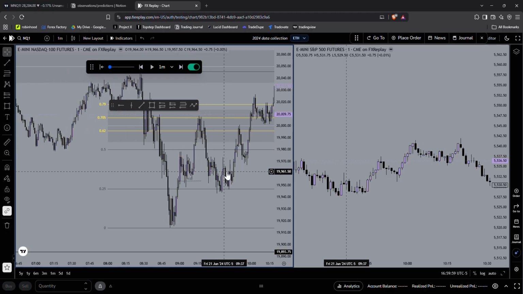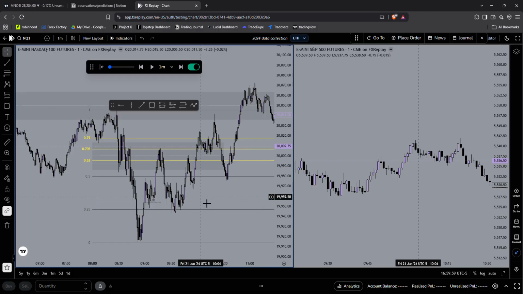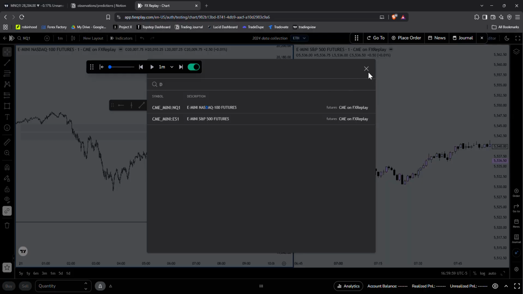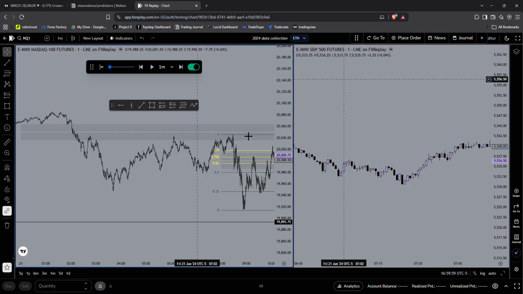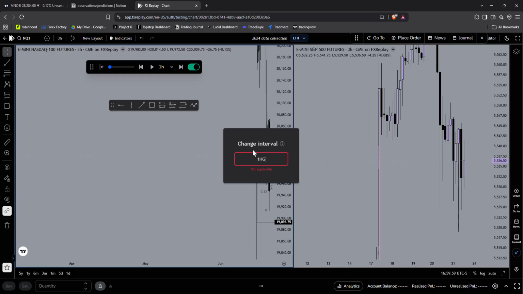Why the fuck do we not take this? I don't fucking know. Why the fuck do we not take this shit, dude? Move. Oops. Oops.